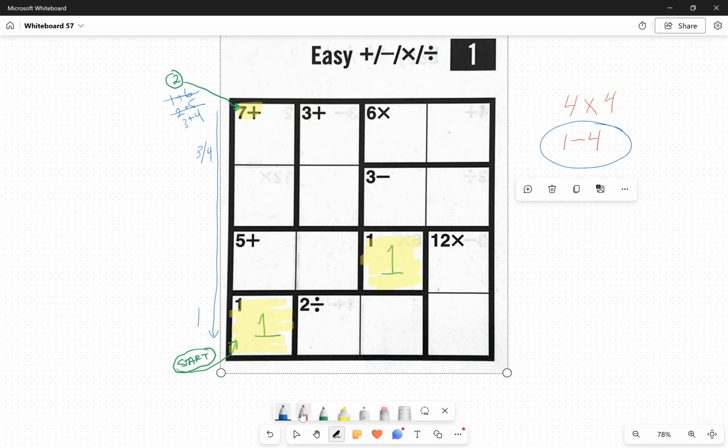That means that 2 has to go where it says 5 plus. Okay, so my third answer or step in solving this was knowing that the 2 goes there. 2 plus 3 gets me 5. Okay, now I'm just going to look for other areas.